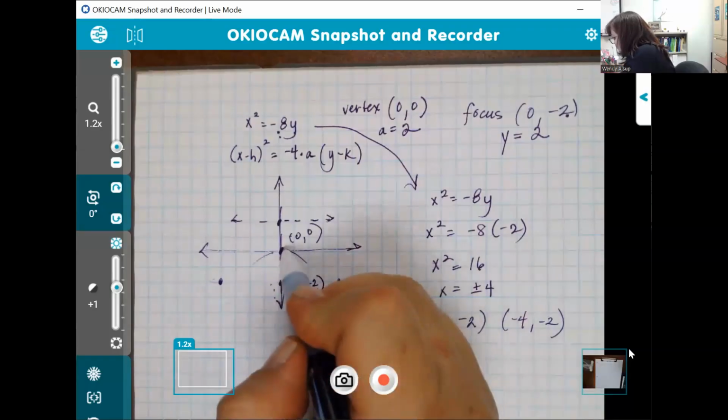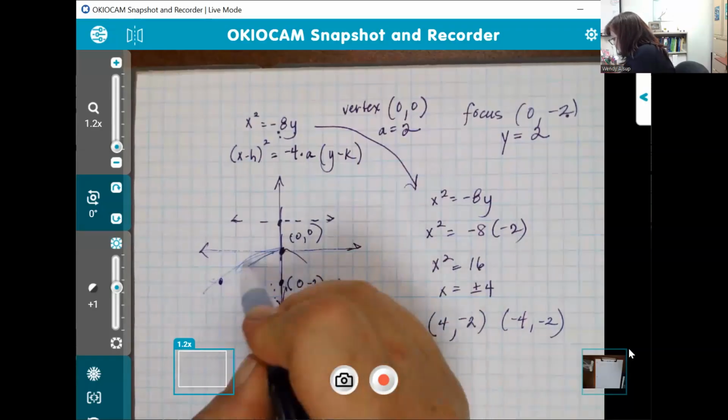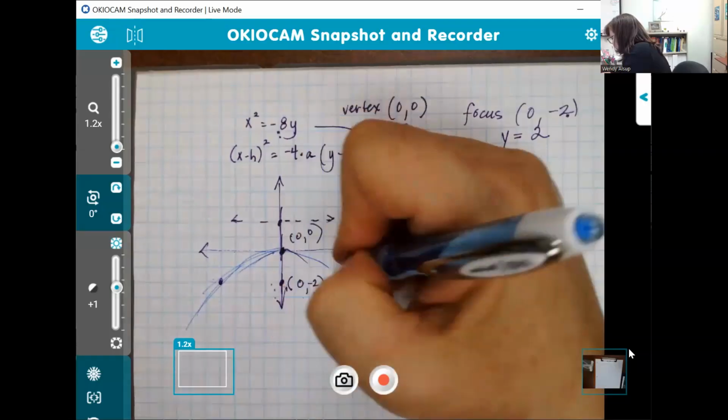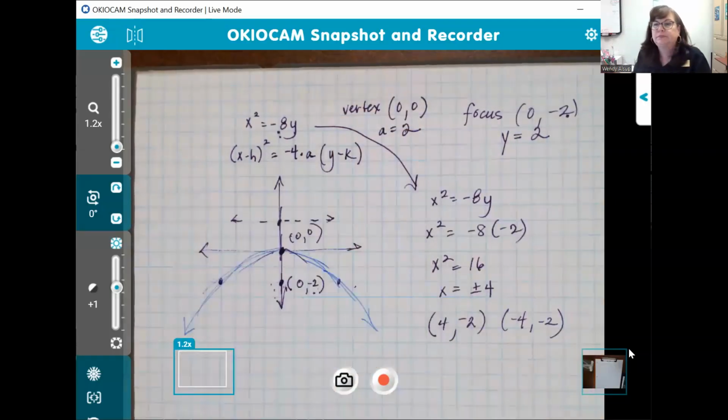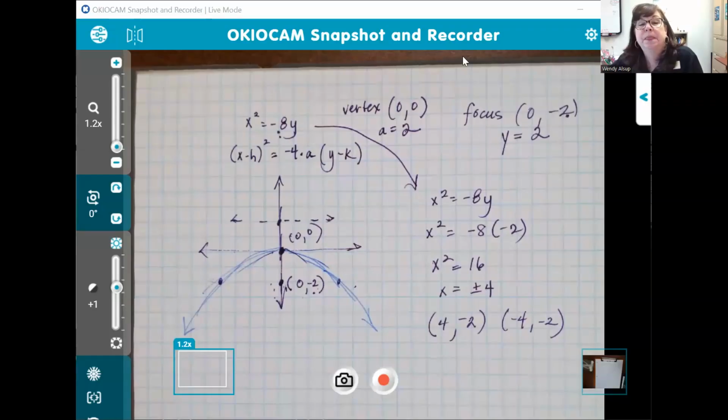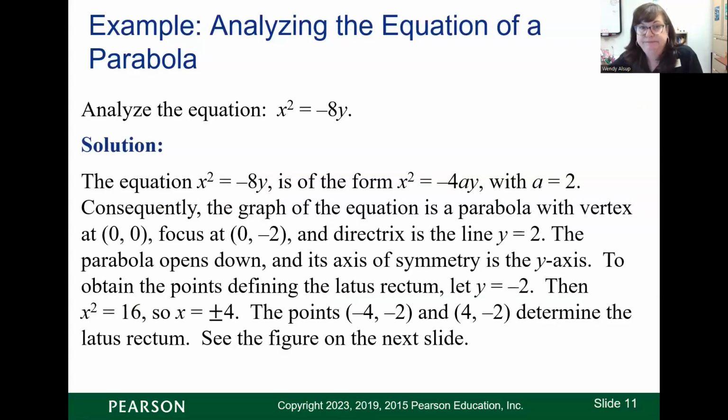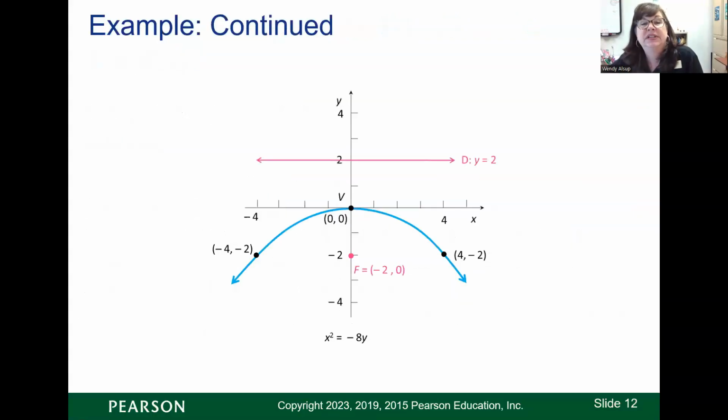All right, so our parabola is opening down like this. You're welcome to pause me and ponder that if you need to. Going back to our PowerPoint, and you see it there.